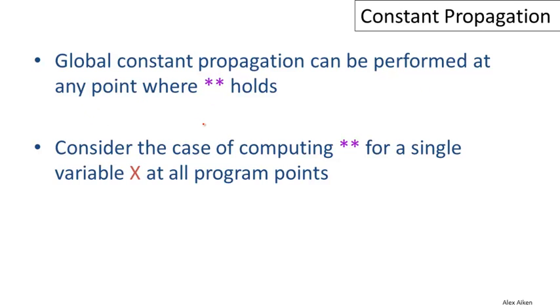What we're going to look at in this video is the case of computing the property for a single variable x at all program points. So we're going to focus on one variable x, and we're going to compute whether it's a constant at every program point. It's easy to extend the algorithm to compute this property for all variables. One very simple but inefficient way to do that is to just repeat the computation once for each variable in the method body.